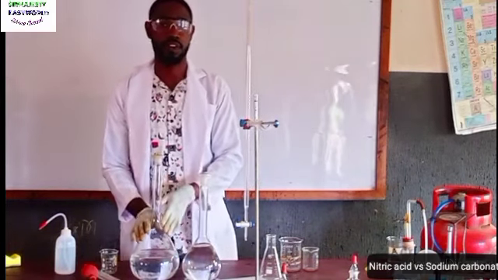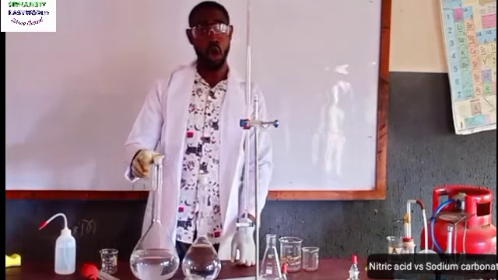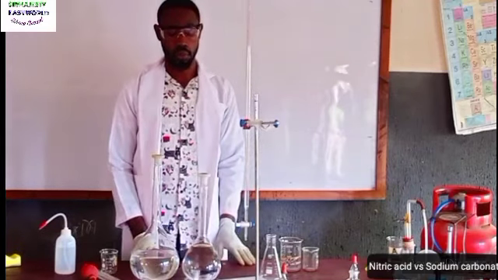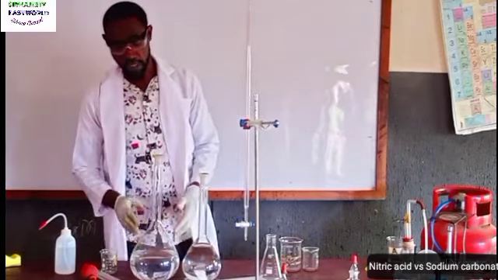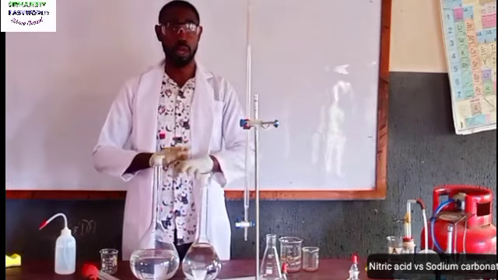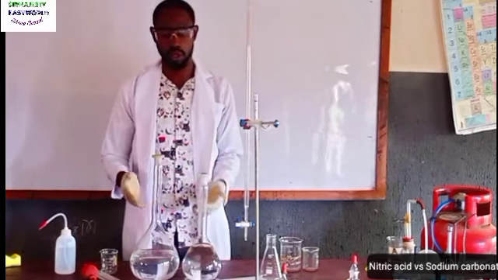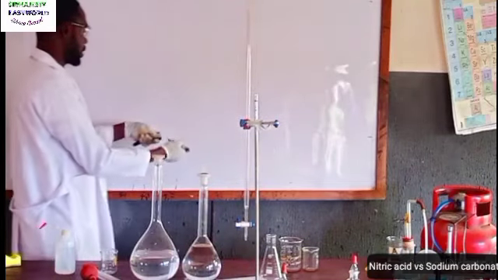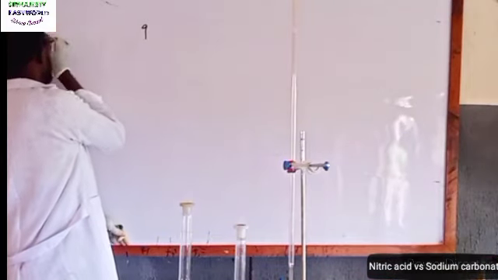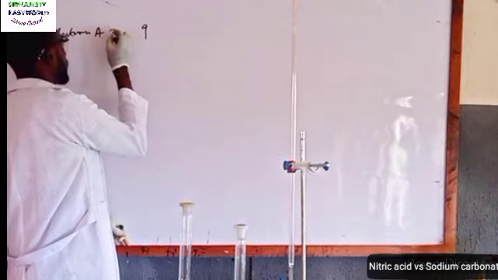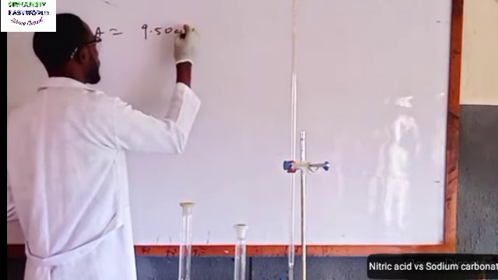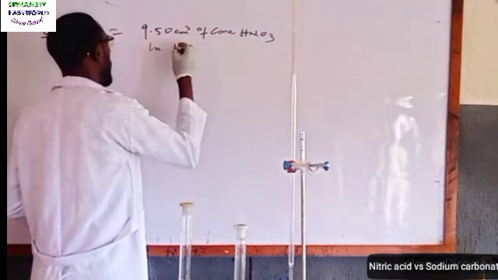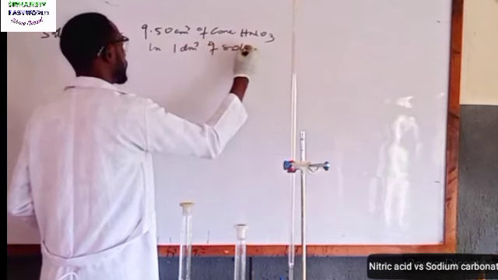Here we're supposed to have 9.50 cm³ of the concentrated nitric acid in this particular solution. So, definitely, we were not told the percentage concentration. For you to know the concentration, the molarity, in other words, that's the molarity of these two solutions, solution A, we have to do some calculations on the board. Solution A was meant to contain 9.50 cm³ of the concentrated HNO3 in 1 dm³ of solution.